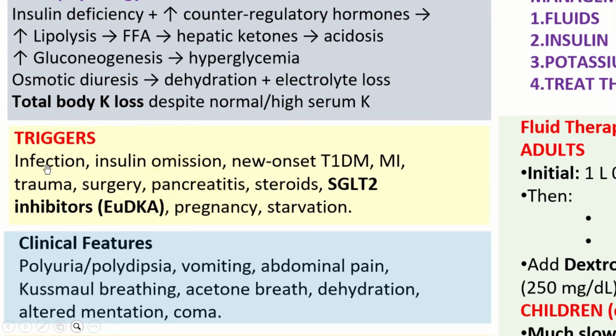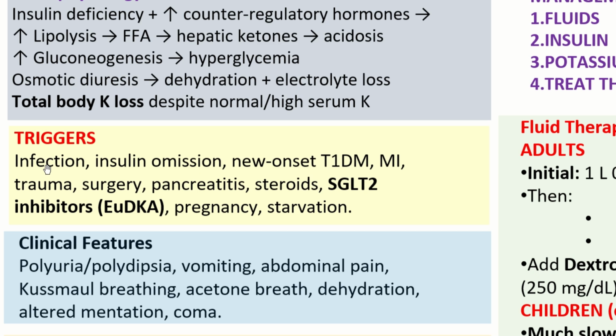So we have the triggers, and the trigger of this is going to be infection. Infections are going to cause stress and lead to an increase in hormones like cortisol and other counter-insulin hormones. And sometimes we have insulin omission, whereby someone forgets to take their dose and they will come in with this DKA. Then someone may have a new onset of type 1 diabetes mellitus, and most of the time this can actually be the first presentation. Someone comes in in a diabetic coma, and probably you don't know what's going on, only to discover when you do further investigations that they have type 1 diabetes mellitus.